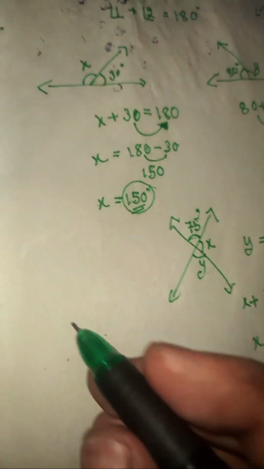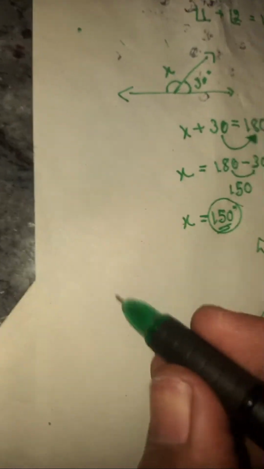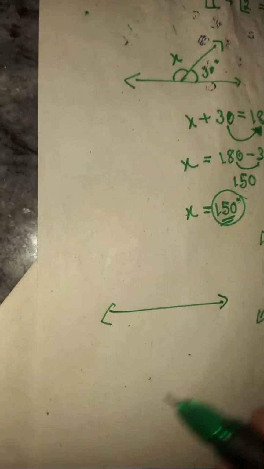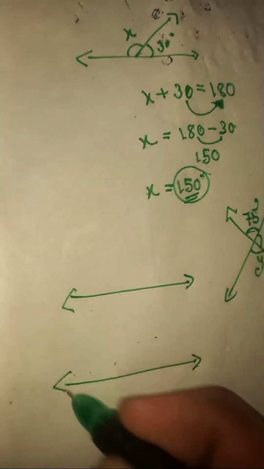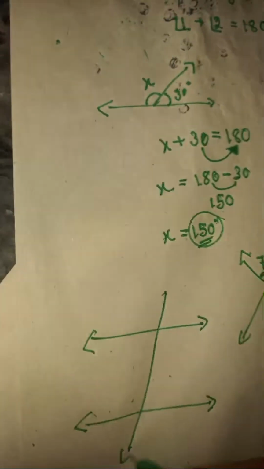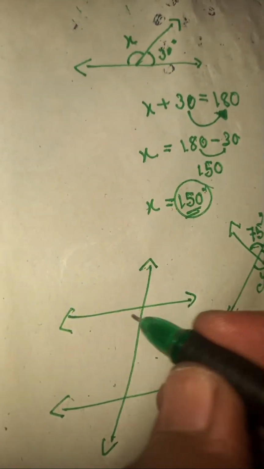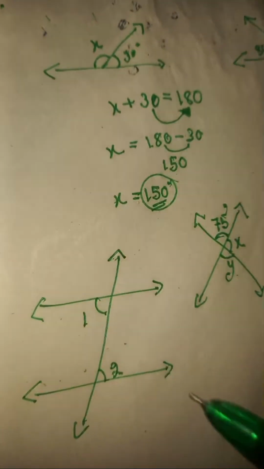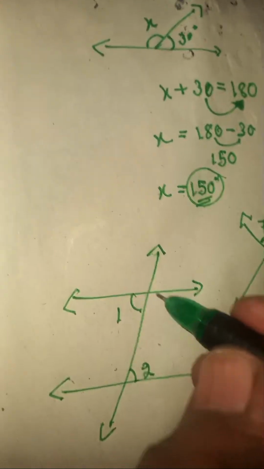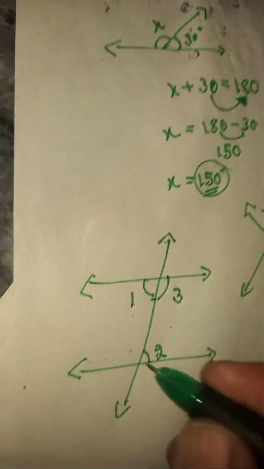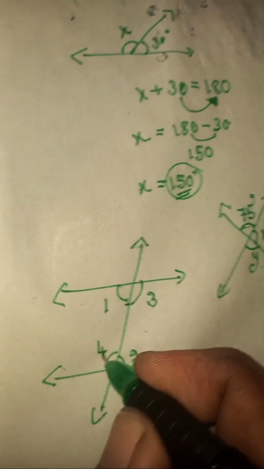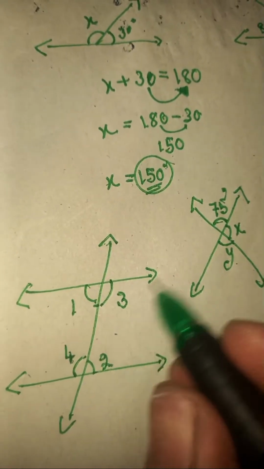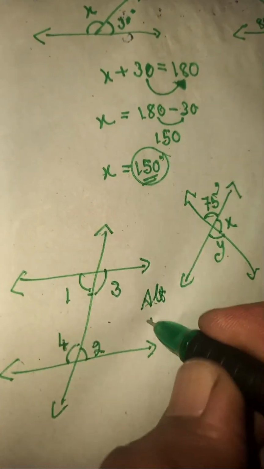If you take one more kind of angles, they are known as alternate angles. If you take one parallel line and another parallel line, here you're going to get this angle is alternate to angle 1, alternate to angle 2, and this angle, that is angle 3, is alternate to angle 4. These are known as alternate interior angles.